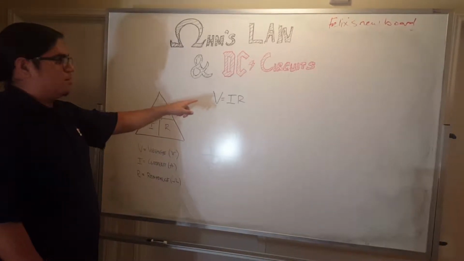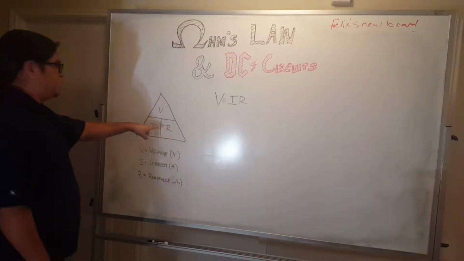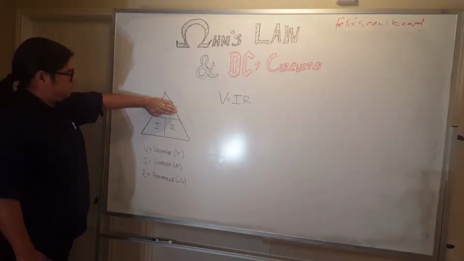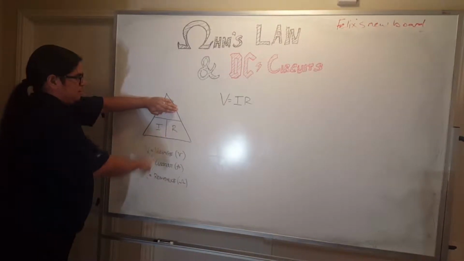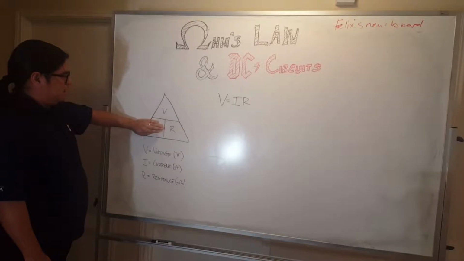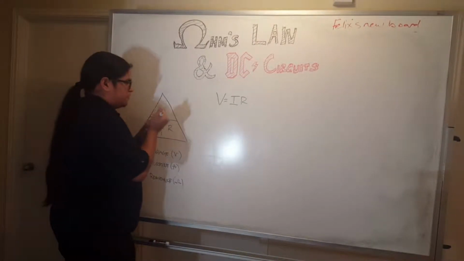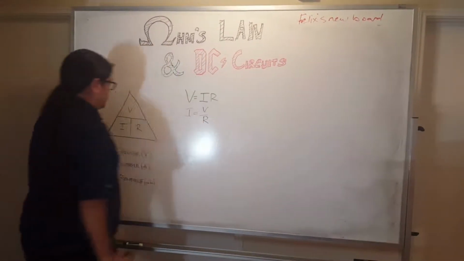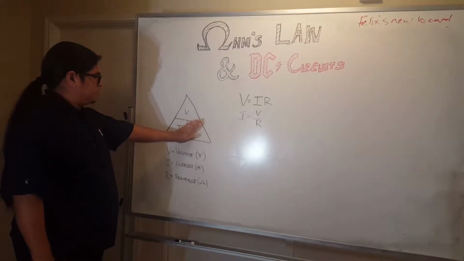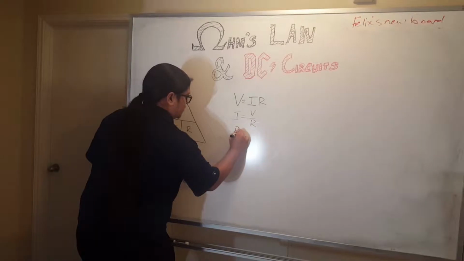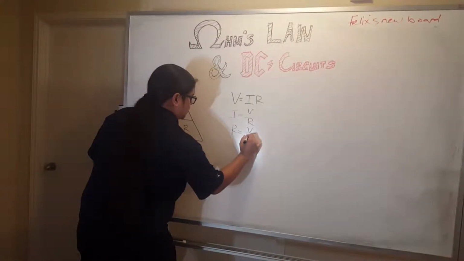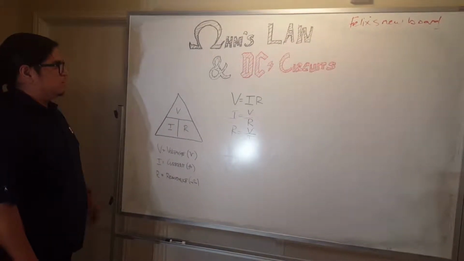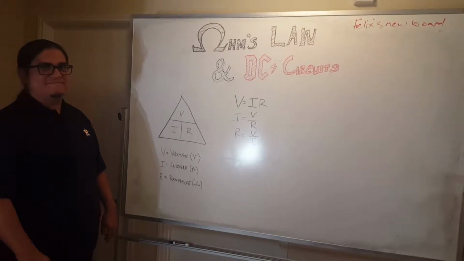And if you want to find the current or the resistance, it can be pretty easily found by using this triangle right here. For example, for voltage, you just cover the V, and you see it's I times R. If you want to find the current, you cover the I, and you'll get V over R. And likewise, if you want to find the resistance, you cover the R, and you'll see that R equals V over I. And now for the next part, we're going to show how Ohm's law can be used in DC circuits.